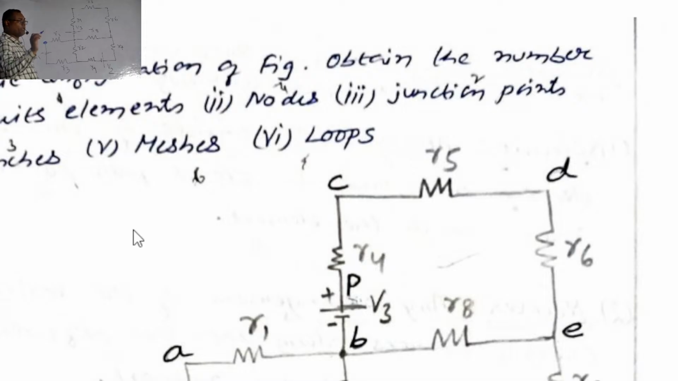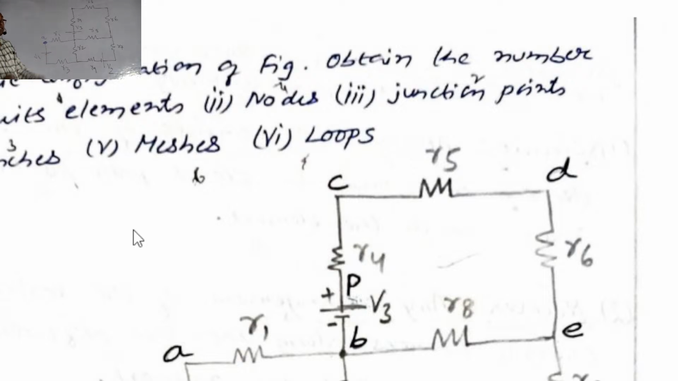You can give any kind of names: 1, 2, 3, 4, or A, B, C, D, capital A, B, C, D, whatever it may be. What is the name given here? A. Right. Next node. Can I say B is the node?